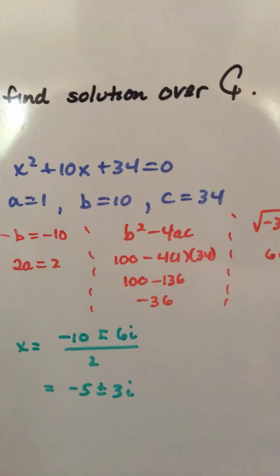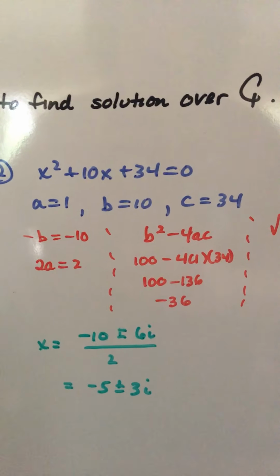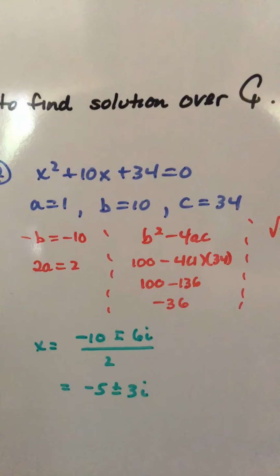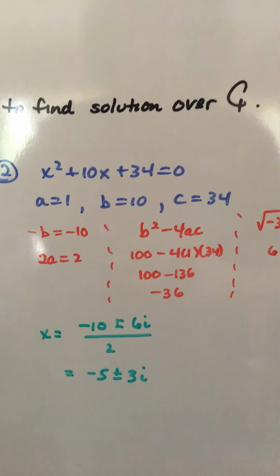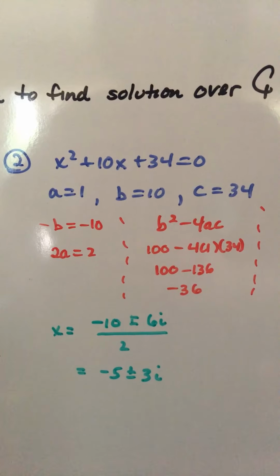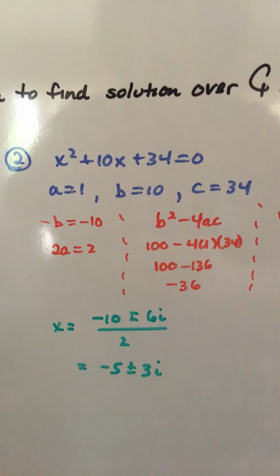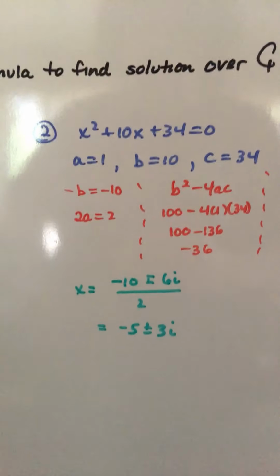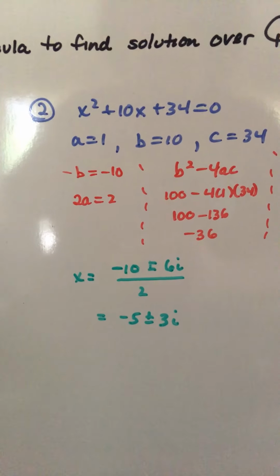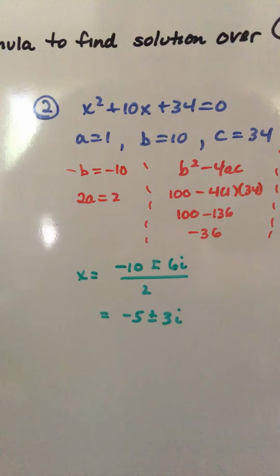We're going to repeat the process. So I need my negative b, my 2a. I need b squared minus 4ac so I can find my square root. So negative b is negative 10 plus or minus the square root is 6i. All over 2a, which is 2, and my final answer is negative 5 plus or minus 3i.